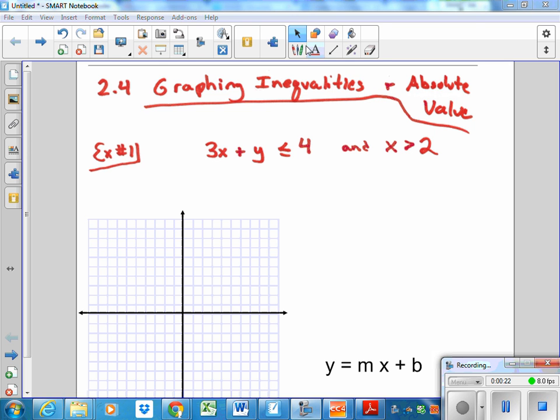Now an inequality is basically less thans or greater thans and stuff like that. So looking right there, that's a less than symbol, so that's how you know that this is going to be an inequality as opposed to an equal sign. Now if this was an equal sign, I'd be graphing a line. But since it's a less than or greater than, less than or equal to, or greater than or equal to, it's going to be a shaded region.